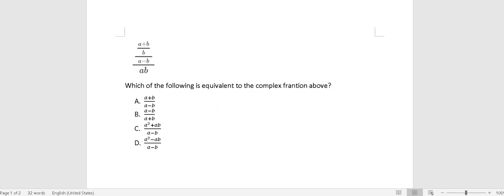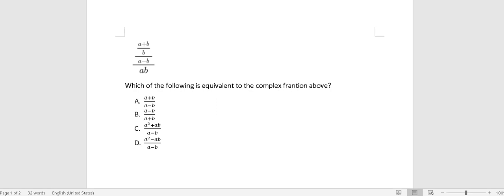So first thing, which of the following is equivalent to the complex fraction above? Here, this complex fraction. And we have A, B, C, and D. So the first thing to do with these fractions, if they are stacked on one another, if you see this is a fraction and the denominator is also a fraction, it is best to write it in a linear way, like (a plus b) over b divided by (a minus b) over ab.